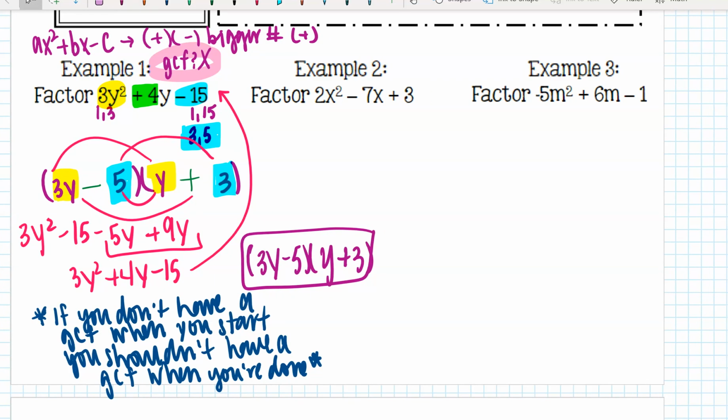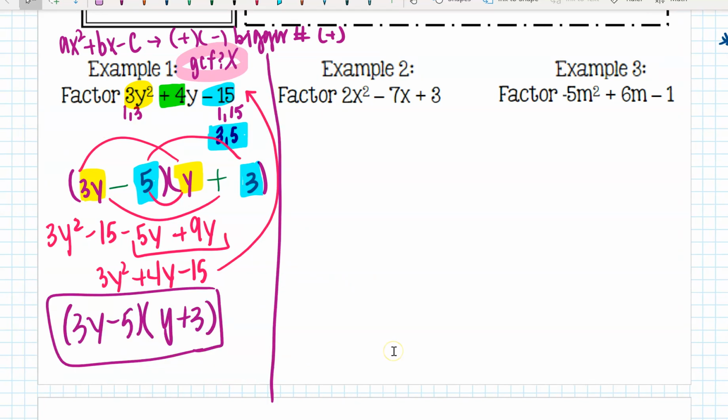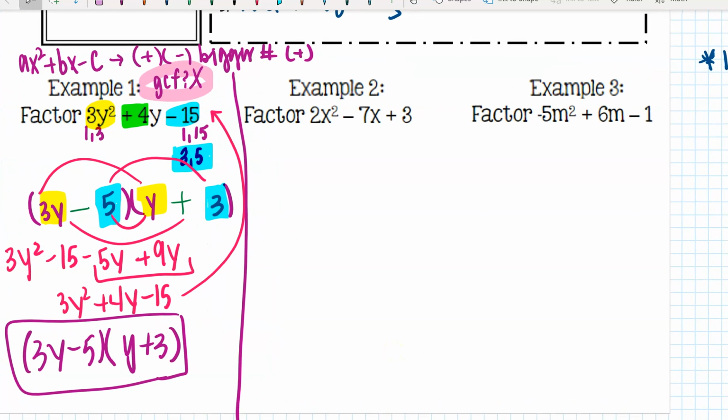So give me just 1 second. All right, so I rearranged a couple things. We're going to take a look at example 2.